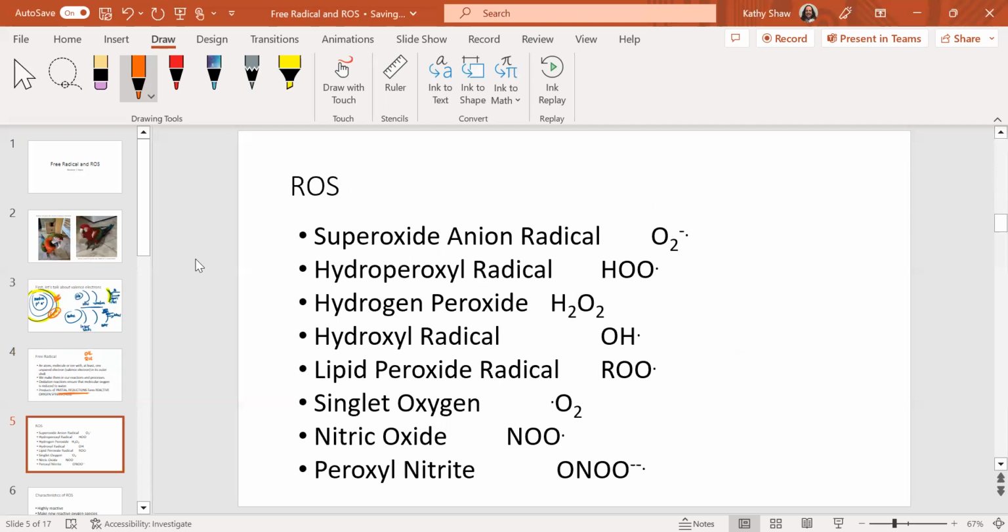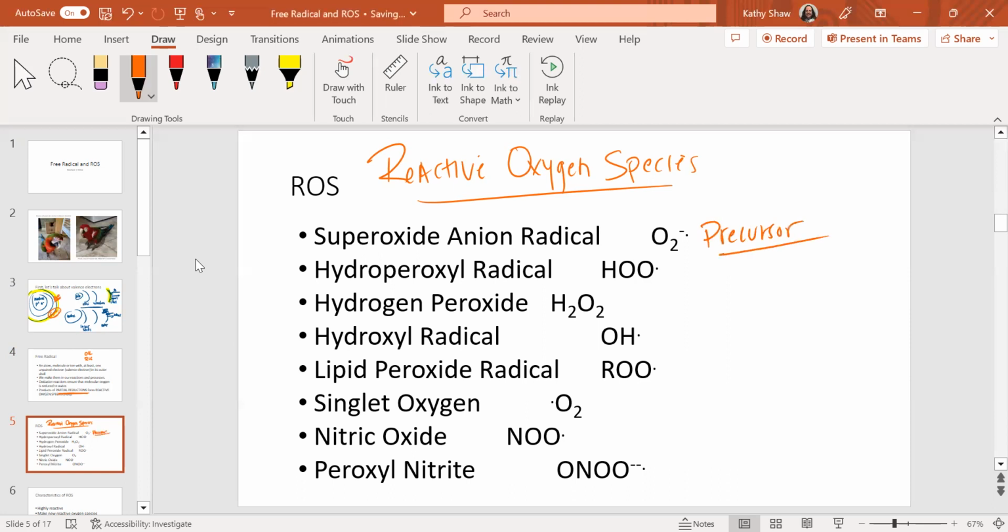So where we're ultimately going with this is to reactive oxygen species. We often abbreviate them ROS. So we're going to be talking about reactive oxygen species, and they're things like the superoxide anion radical. That one's kind of the precursor to the rest. So that one causes a lot of problems.